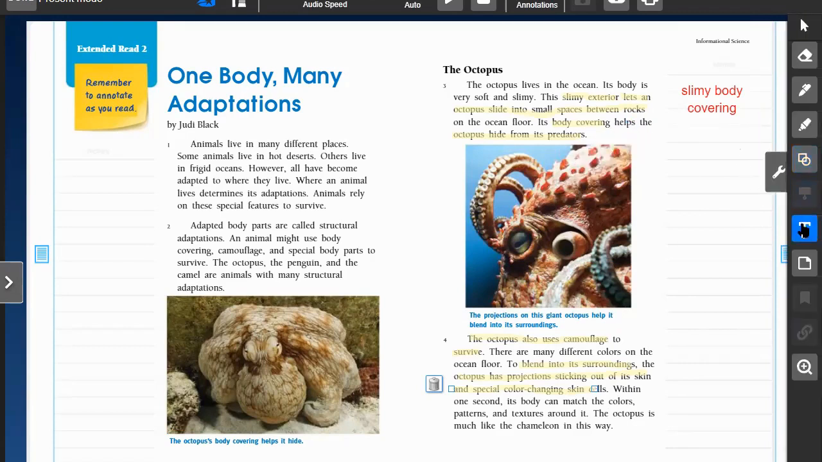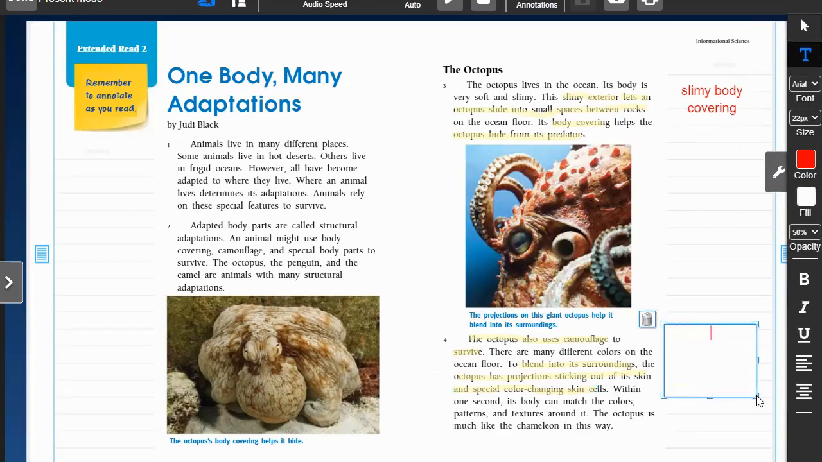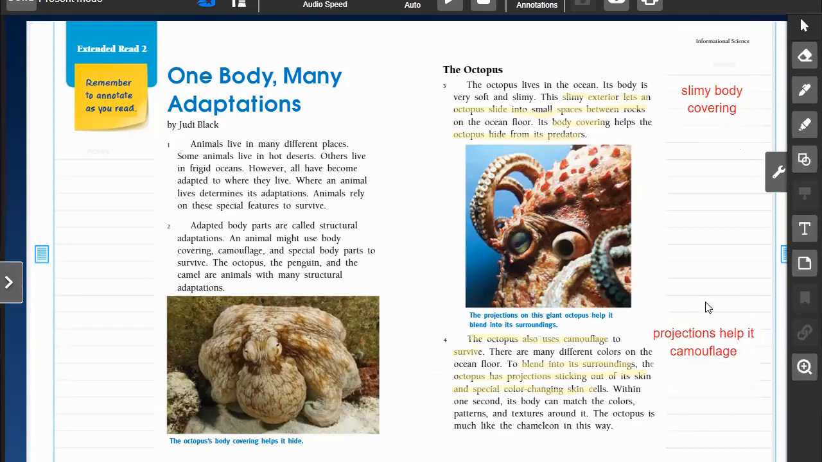So again, let's write a little note on the side. In this paragraph, we learned all about the projections. So I'm going to say projections that help it camouflage. That is the adaptation we learned about in this paragraph. Okay, let's go on to the next page.